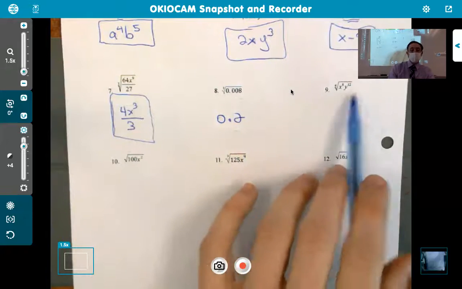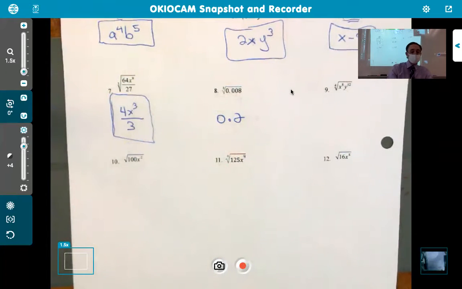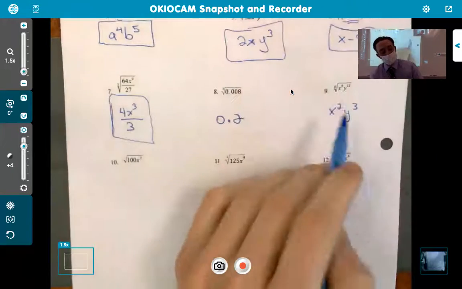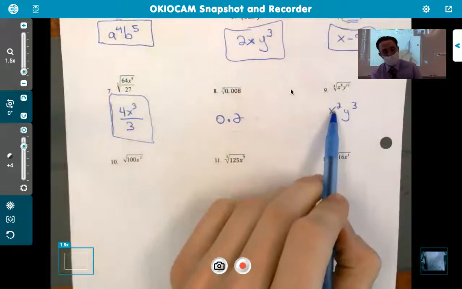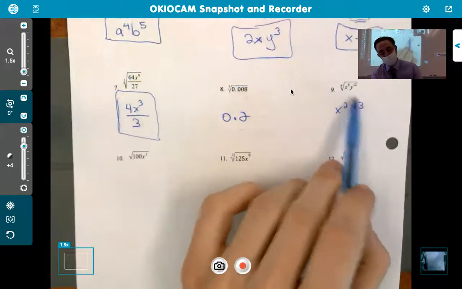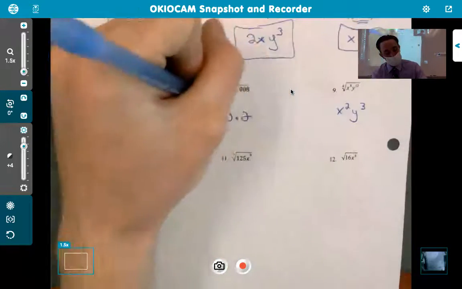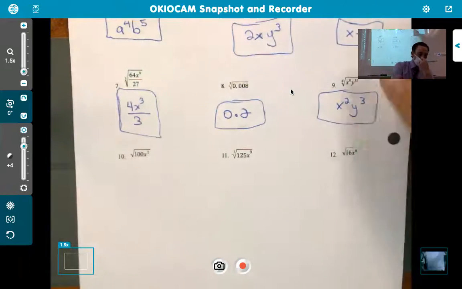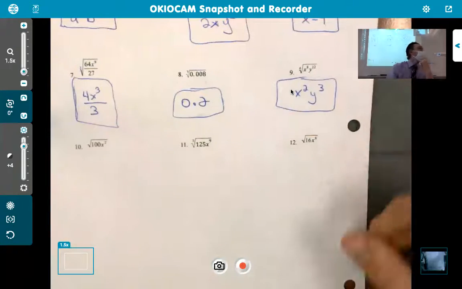Okay. What about example 9 here? Somebody from that first breakout room at home, example 9. I got x squared and y cubed. X squared, y cubed. Good. X to the 8 divided by 4, well, that's how I get the squared. Y to the 12 divided by 4, that's how I get the cubed. So I have x squared, y cubed. All right. Any questions, 7, 8, or 9?